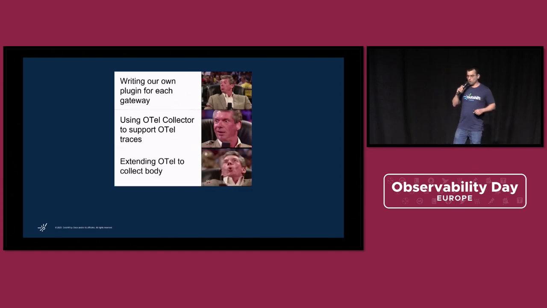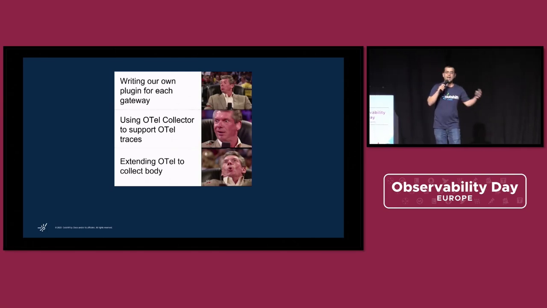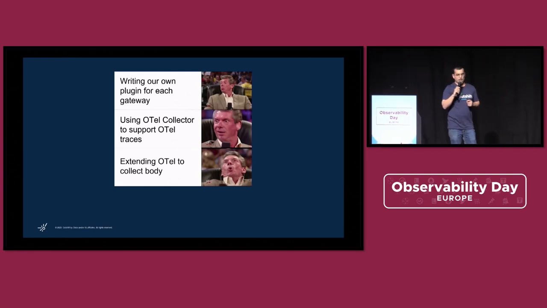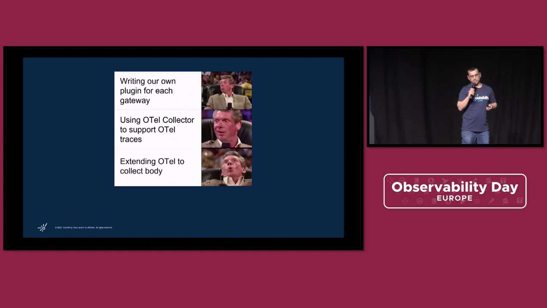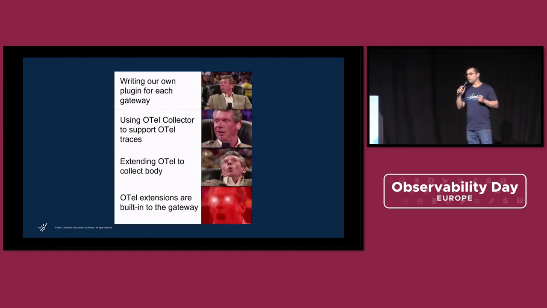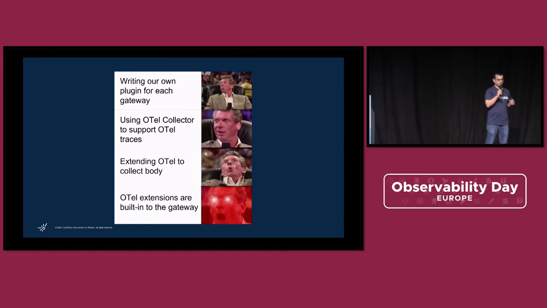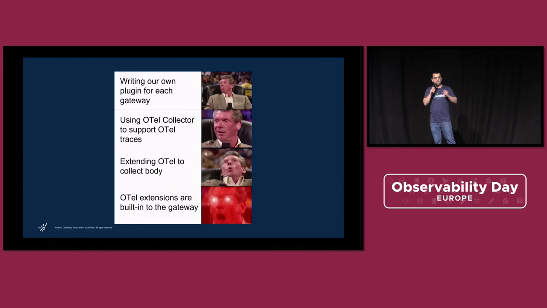So in order to do that, we extended OpenTelemetry, collected the body in the OpenTelemetry extension, and added the body of the request to the trace. And what's even more interesting is that for some gateways, OpenTelemetry extensions can be done within the gateway's configuration. And that means that we can activate OpenTelemetry traces and extend those traces to collect the body of the request without having to install anything external on the customer's gateway. And this allows us to deliver great value to our customers with a very simple onboarding process.